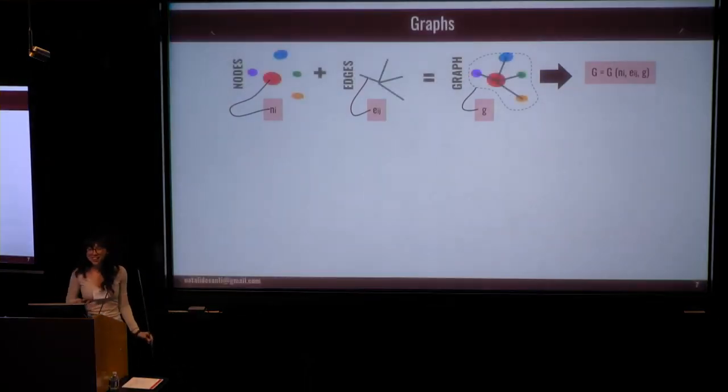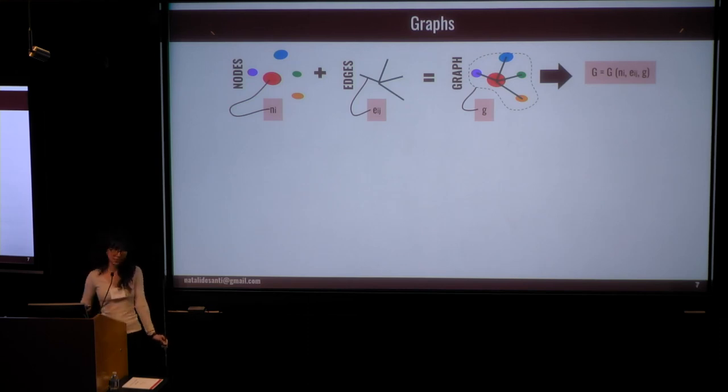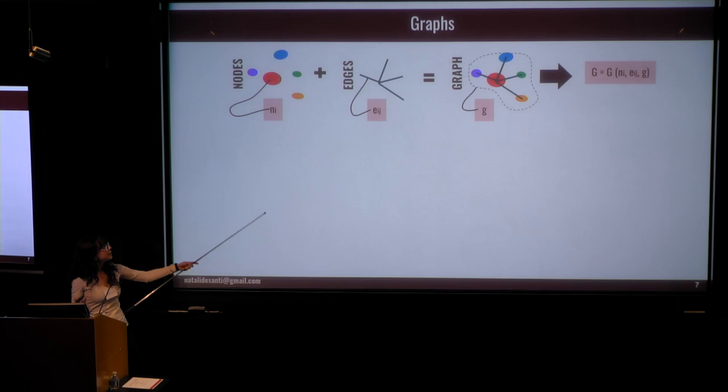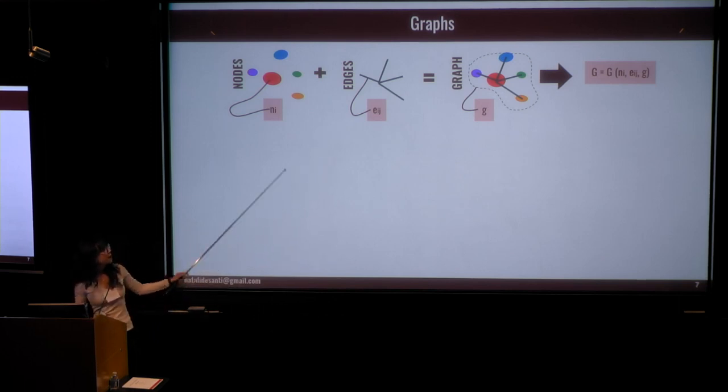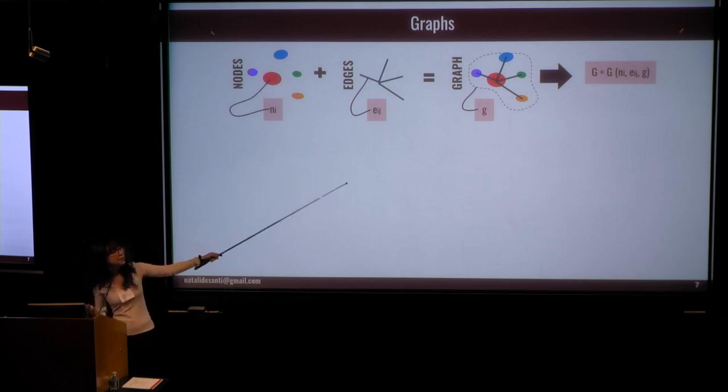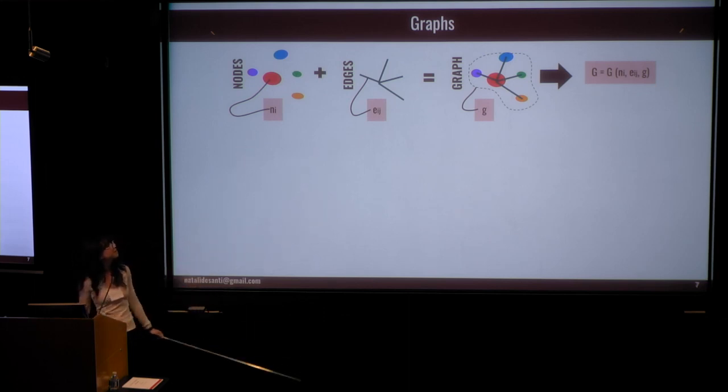Then let's talk a bit more about graphs. Unfortunately, I don't have time to go into all the details, but the main idea that I would like to say about graphs is that they are mathematical structures composed of nodes and edges, and then we have the final graph, which can be described by 3 things: the node attributes, the edge attributes, and then a global property for the graph.